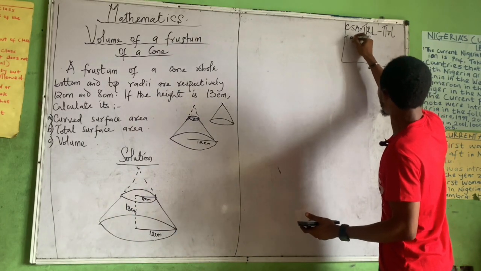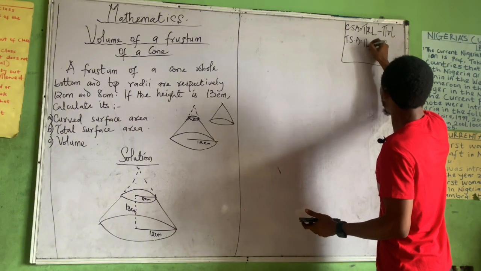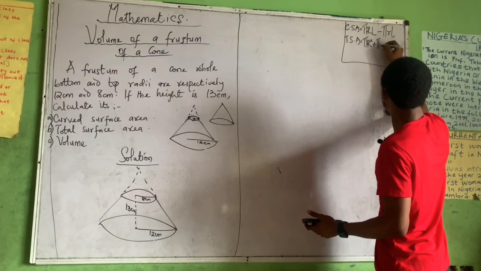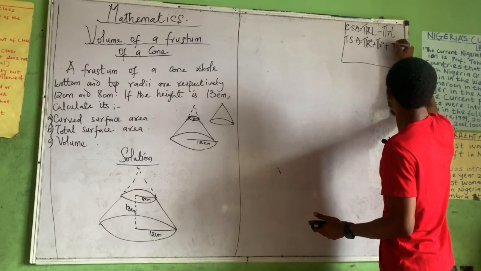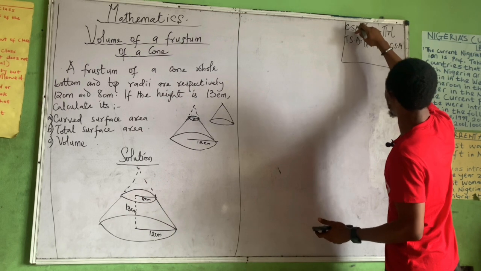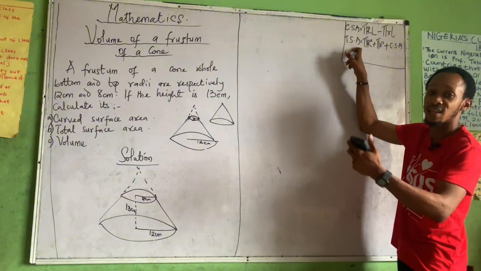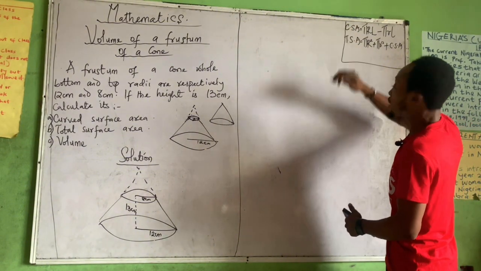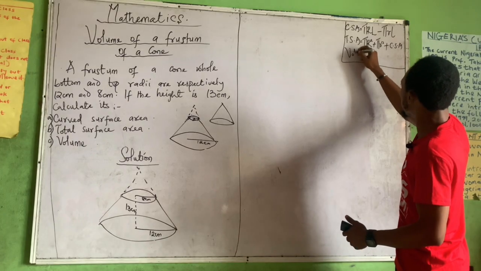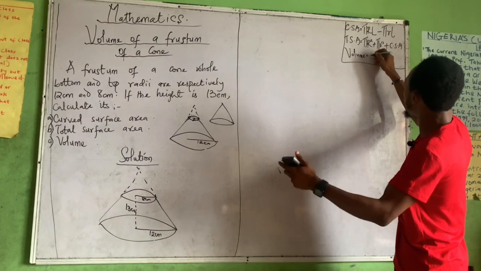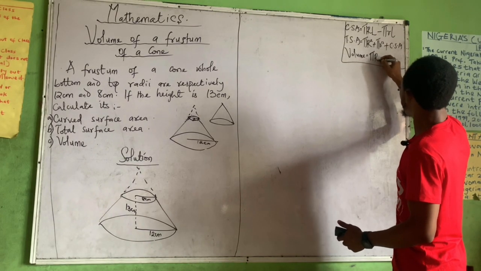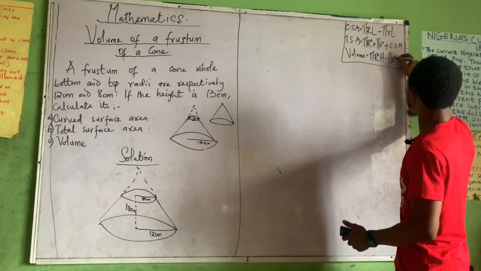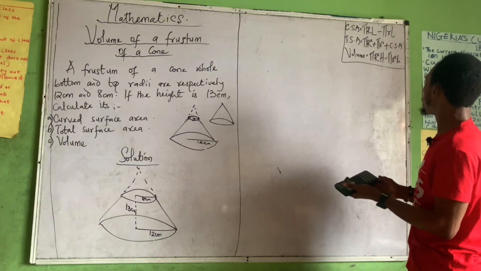Then total surface area is the big circle plus the small circle plus the curved surface area. So even though you are asked to get the total surface area, you need to get the curved surface area first. Then the next one is the volume, and the volume formula is pi R squared h minus pi r squared h. So this is the volume formula.